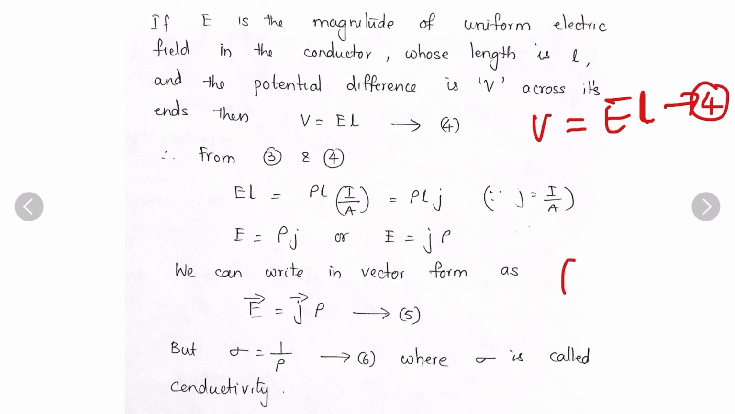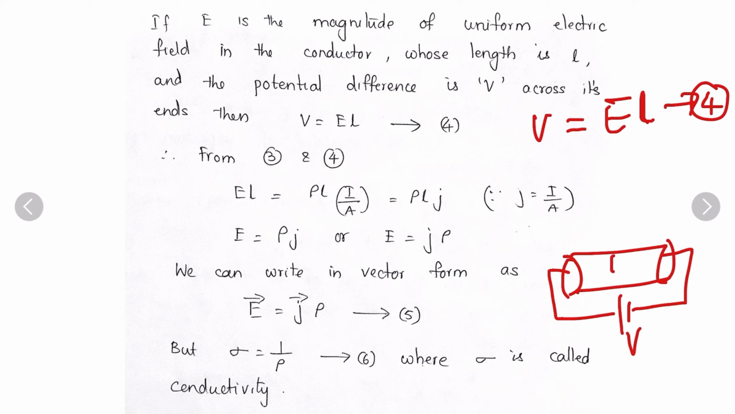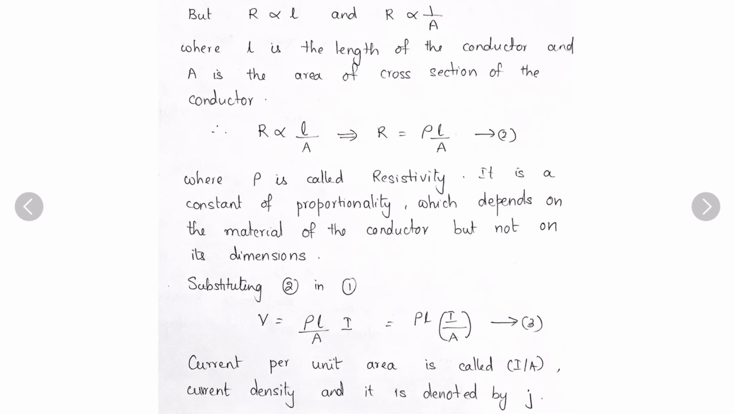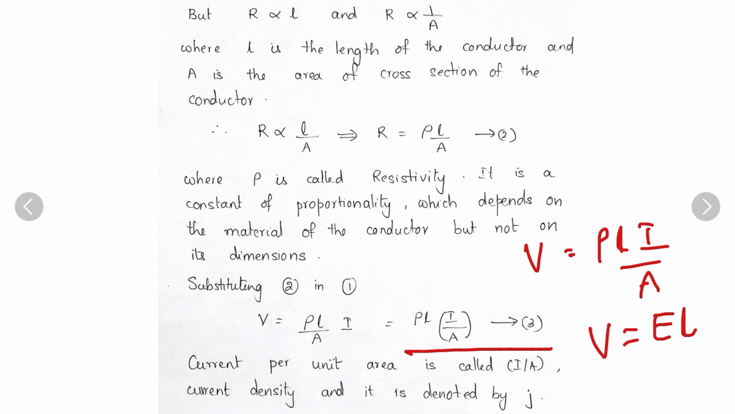So this is our conductor. As I have told you, we have applied a potential of V. E is the electric field, L is the length. Then the relationship between them, V is equal to E into L. This is equation number 4. And previously we have seen the V formula, equation number 3. V is equal to rho L I by A. Now V is equal to E into L.